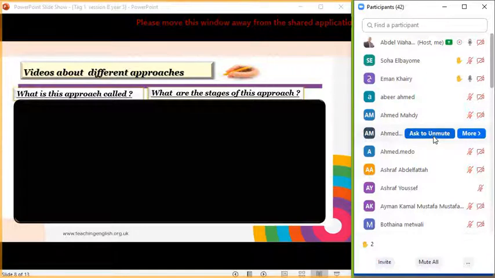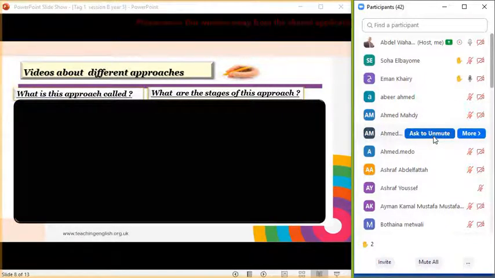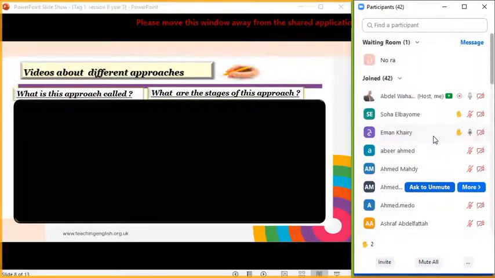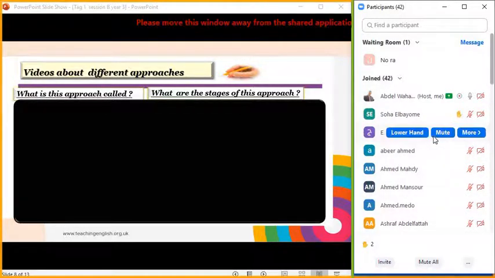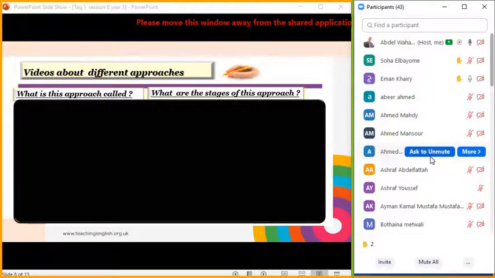This approach is called task-based learning. Okay. There are some steps to follow this approach. Number one is the pre-task. Number two is the task preparation. Number three is during task. Number four is post-task. That's it. Okay, thank you. Do you want to speak, Mr. Rida?